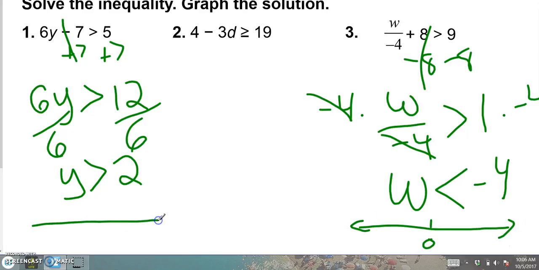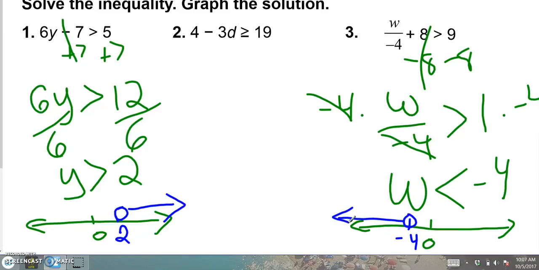Then I'm going to draw my number lines. Okay. And so it says y is greater than 2, so we have 2, an open circle, and then it goes this way. Okay, and then this one says w is less than -4, so we have -4 here, open circle, and it goes this way. Everyone good? Please do number 2.